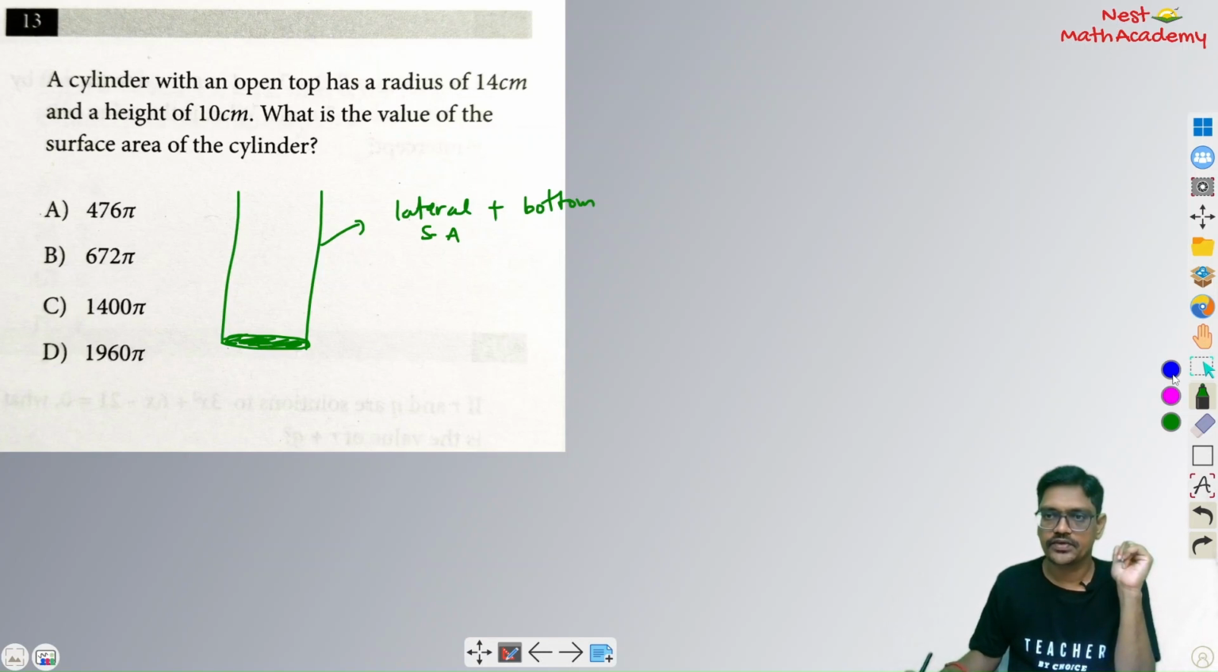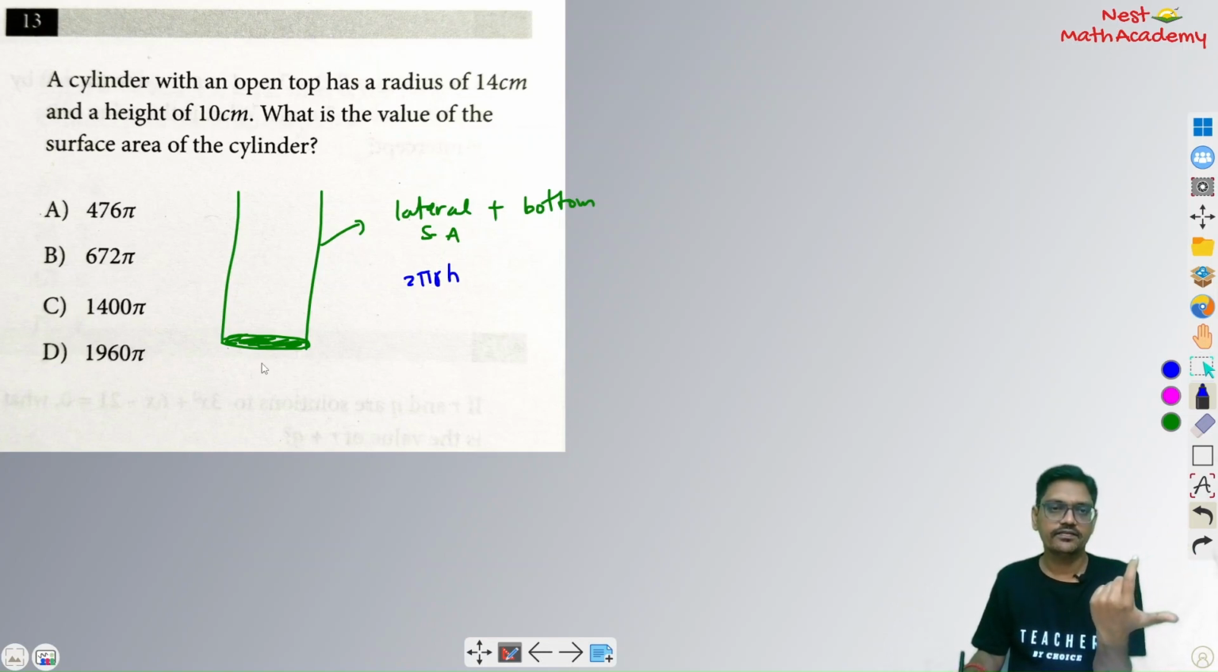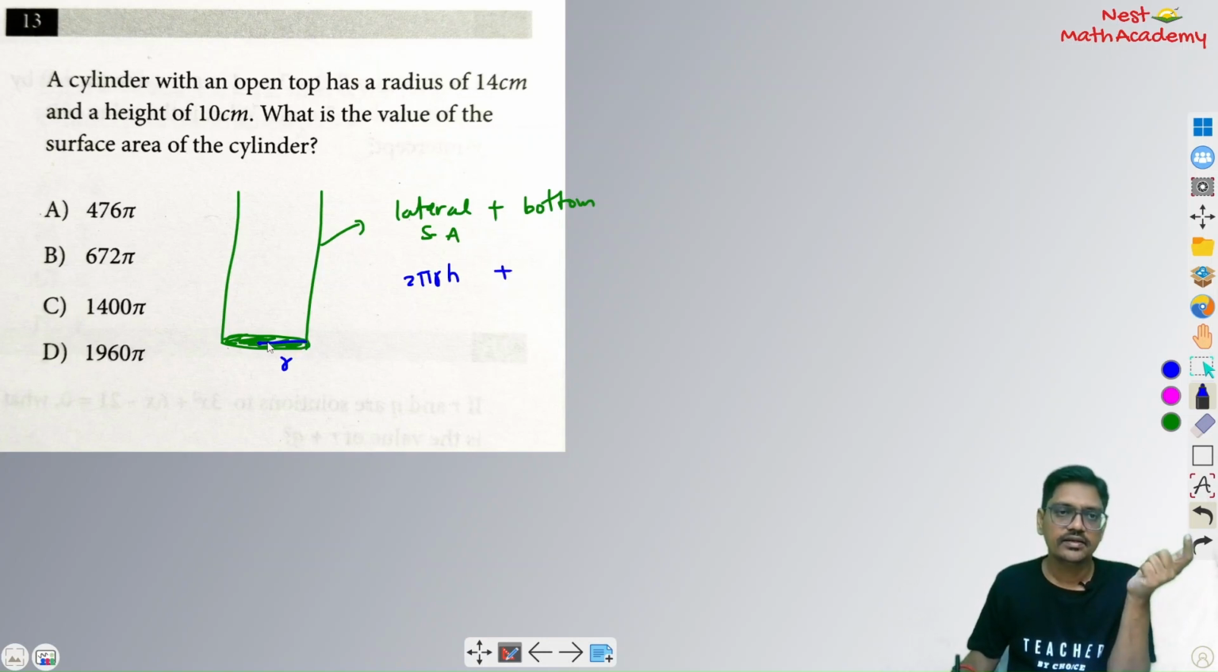So lateral surface area is given by 2 pi r h, which is very easy to remember. We usually multiply the circumference of the base with the height of the cylinder. If the radius is r, the circumference is 2 pi r times height, and you get the lateral surface area, plus this circle area, pi r square. Simply plug in the values. So 2 pi r is 14 and h is 10, plus pi is again the same and r square is 14 square, which is 196.